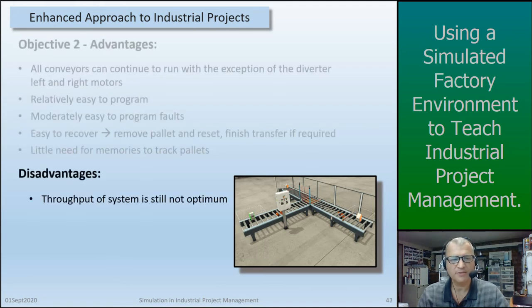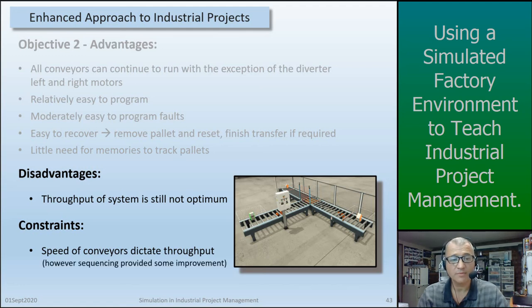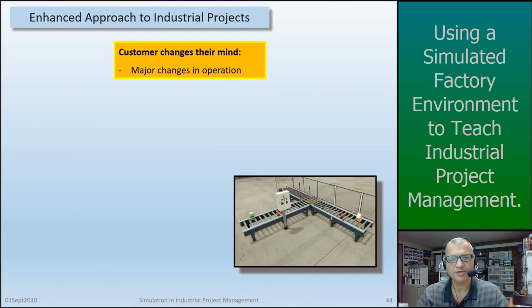From a disadvantage perspective, we can see that the throughput of the system is still not optimal, and our constraint is the same, that being the speed of the conveyor dictates throughput. However, sequencing did provide some improvement. Customer changed their mind again, and this time it's more of a major change in operation.